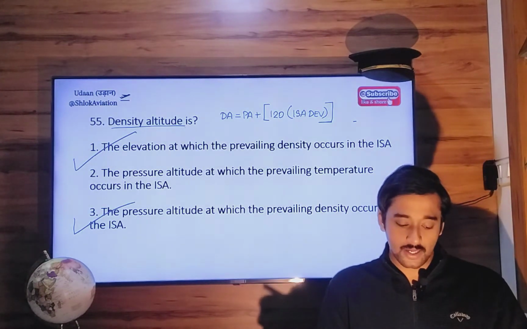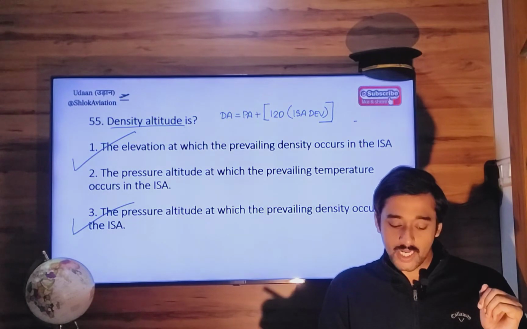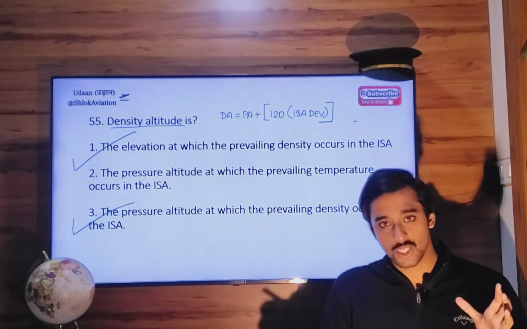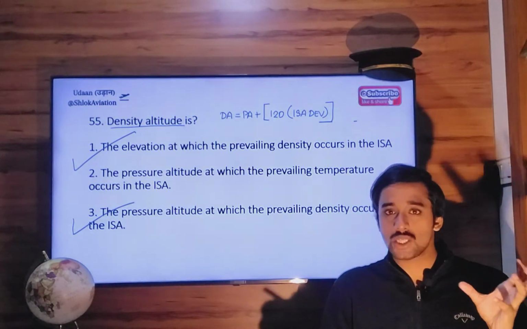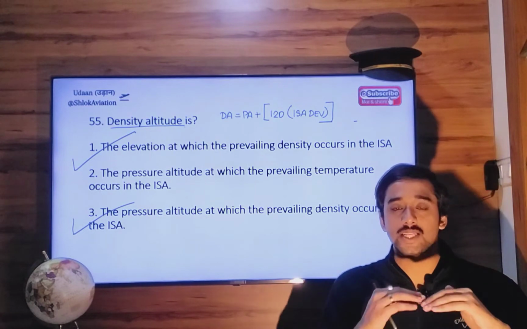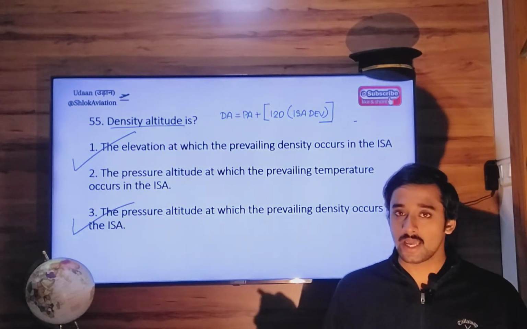Now, if your airport is located at mean sea level, or if your airport is in ISA conditions, in that case elevation can be regarded as pressure altitude because it's coinciding with the standard pressure setting 1013. So that's why statements 1 and 3 are the right ones.